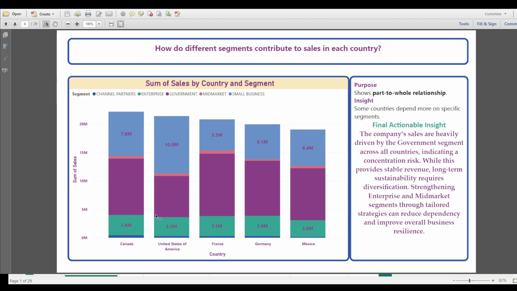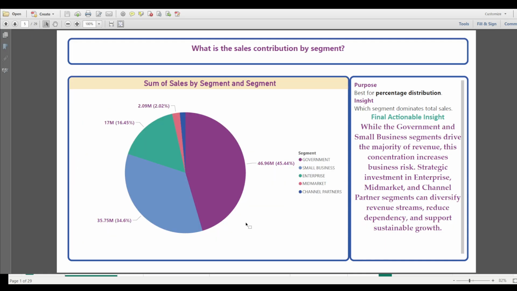So this is a stacked bar chart, right? So this is how you can also design. This is the second type of visual, wherein we are performing comparison of country-wise sales, but in every country, how segments are performing, right? So this is a stacked bar chart.